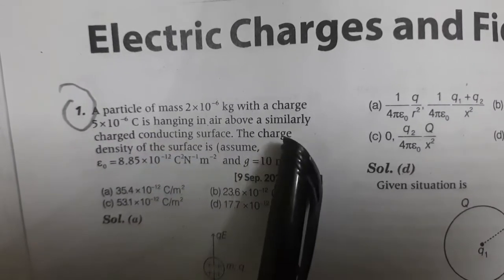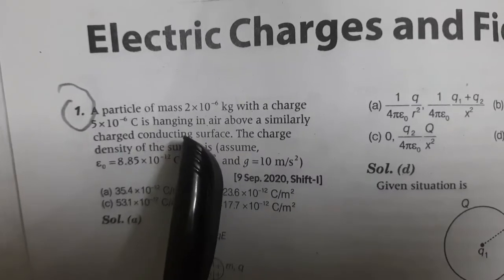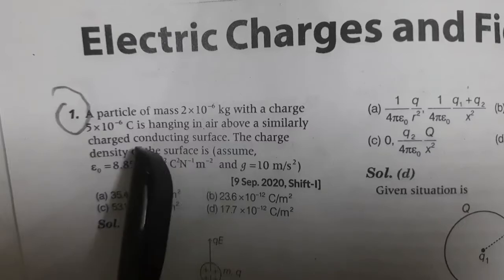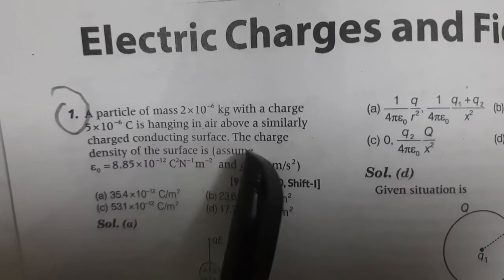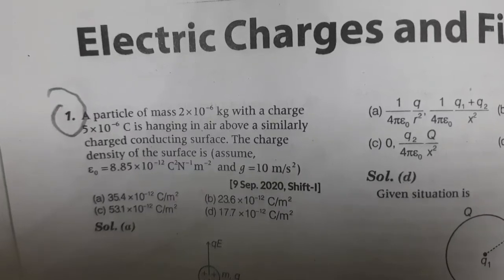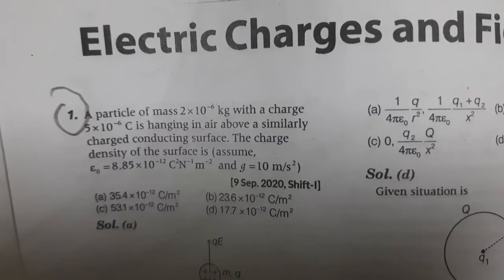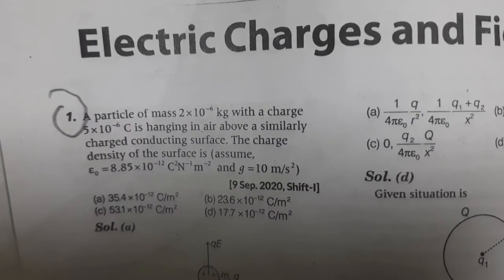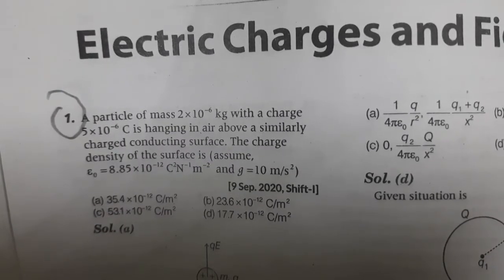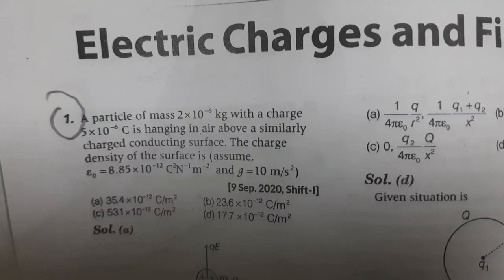The question is, hanging in air above a similarly charged conducting sphere, we have to find out the charge density of the surface. Anyway, here we should consider two surfaces. One is in air, another one we are placing above that. Then we should find out the charge density.